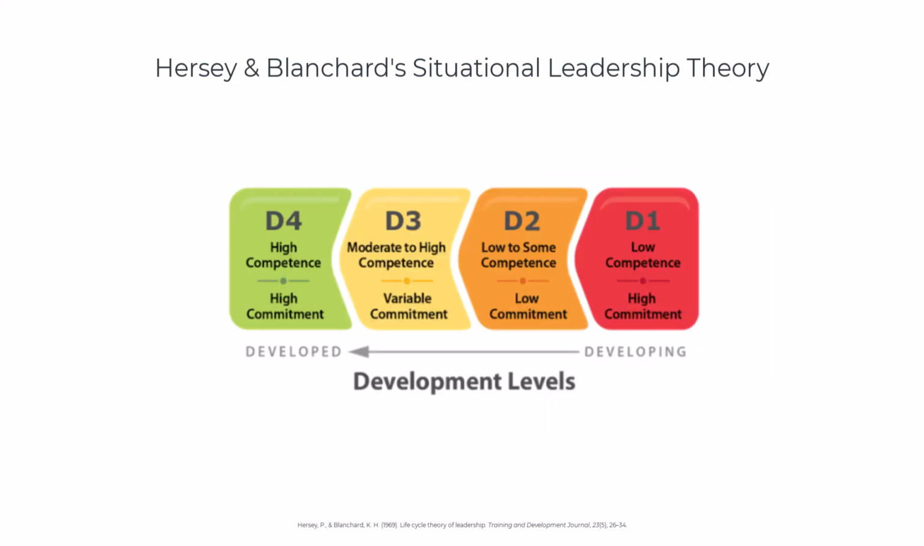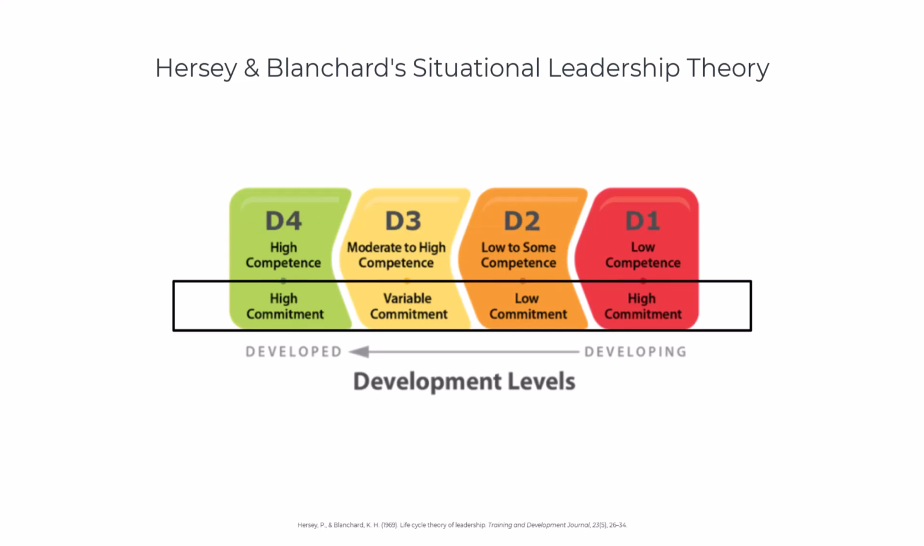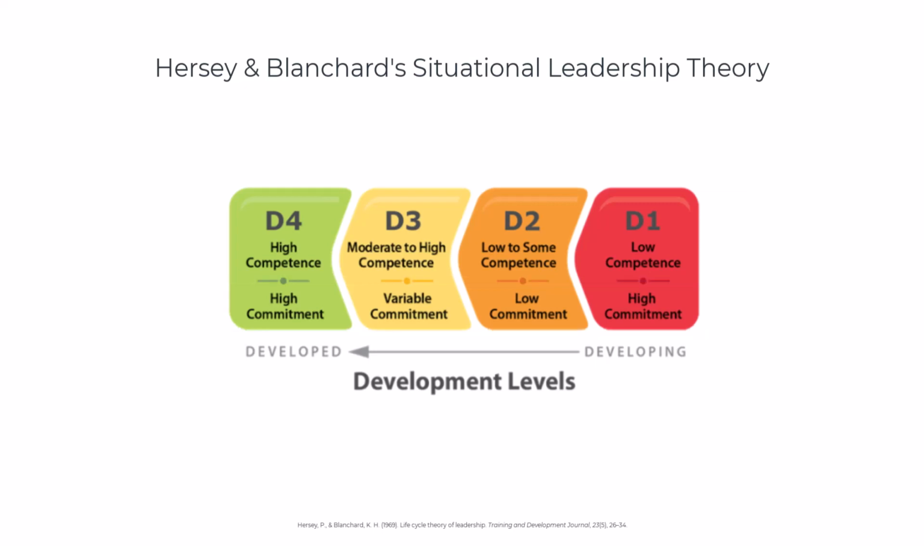The first step is to assess a follower's current state, including their level of job maturity, which is their competence and ability to do the job, and their level of psychological maturity, which is their motivation and commitment to the role. As you can see here, there are 4 levels of development needs.